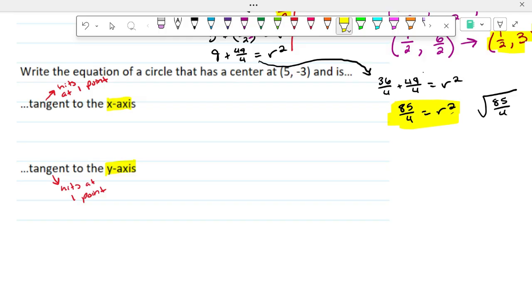Now, it didn't specify which point, so we're just going to make one up. So I'm going to say for this one, it's tangent to the x-axis at the point 1, 0, and it's tangent to the y-axis at the point 0, 1. Easy numbers. All right. So I'm going to draw my circle where it's tangent to the x-axis. So if I'm saying it's tangent at 0, 1, so right here, and my center is at 5, -3, so like about here. My circle would look something like this.